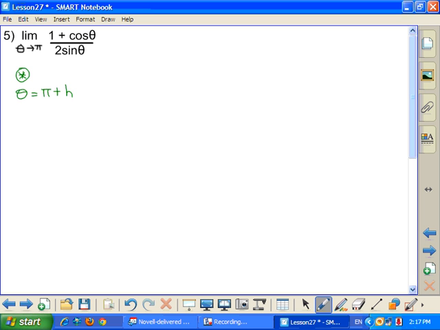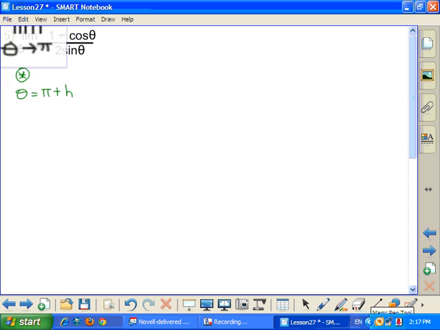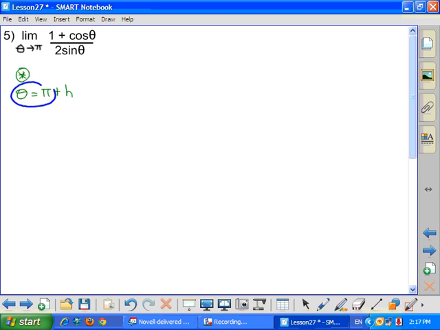All right. Why do we do that? Well, we still have theta approaching pi. So theta approaching pi, I still have theta equal to pi, but what we're going to do is make a shift and say, let's look at the limit as h approaches 0.